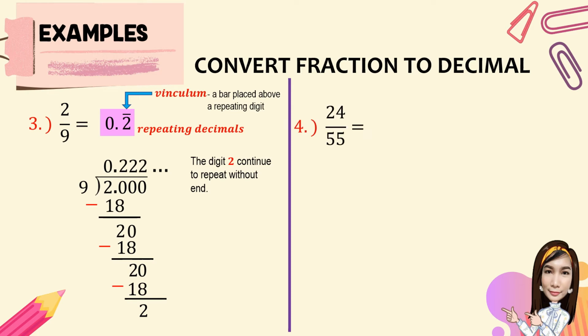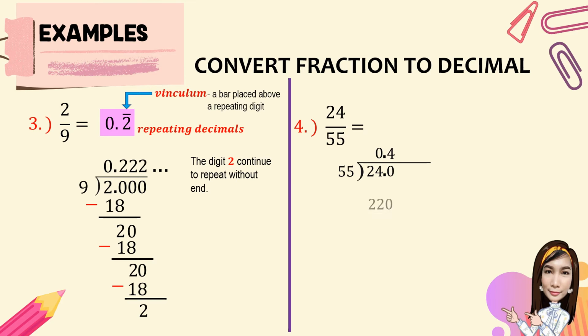For number 4, we have 24 over 55. So simply divide 24 by 55. Cannot be, so we write 0 and add a decimal point on the divisor and also on the quotient. Then we add 0 on the divisor, so that will become 240 divided by 55, which is equal to 4.